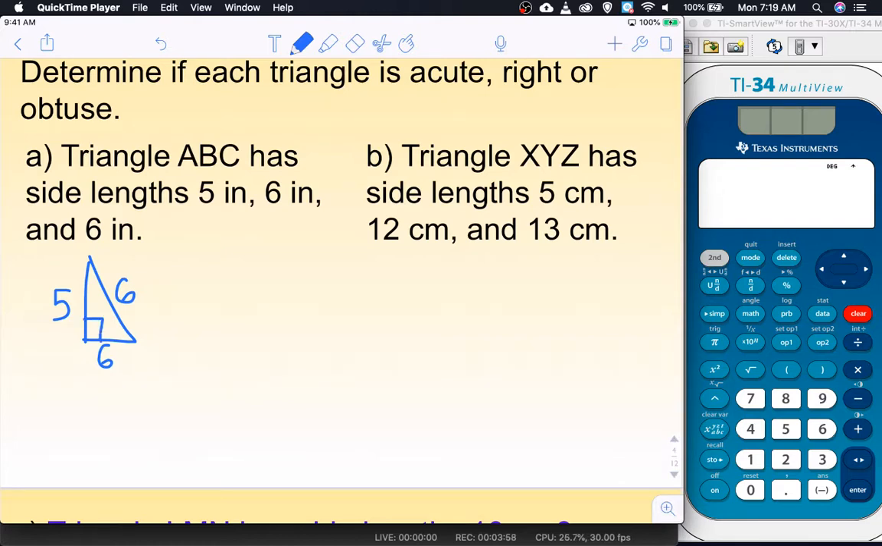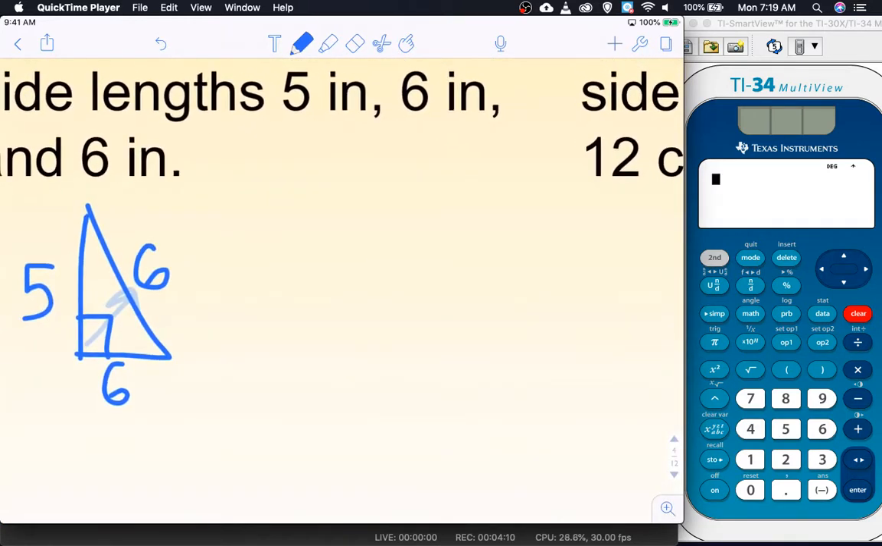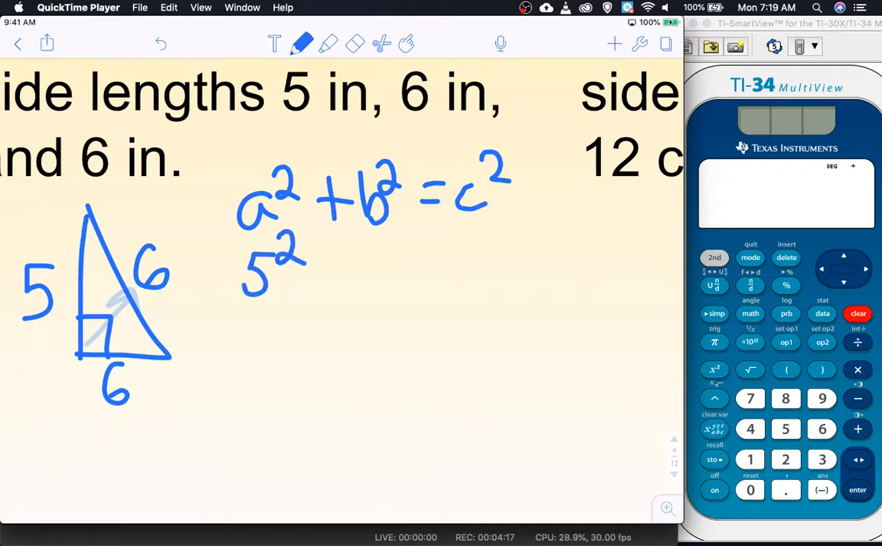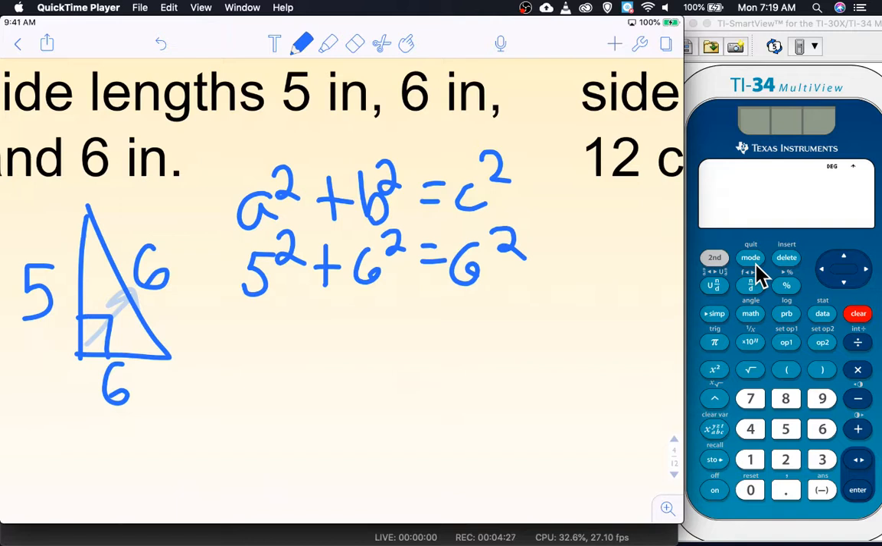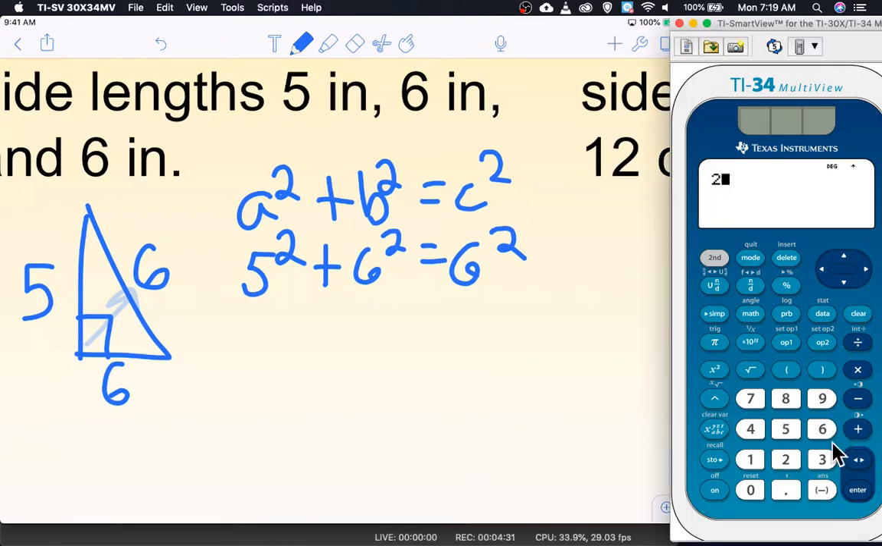That's where I'm assuming the right angle is. I don't actually know if this is a right triangle, okay? But I'm putting it there so we can see that that one would be the hypotenuse. Now, all we do is our Pythagorean theorem: a squared plus b squared equals c squared. Plugging in our sides, 5 squared plus 6 squared equals 6 squared. I made sure this side is the one that goes in for the c because that's the hypotenuse. And then, what is 25 plus 36?